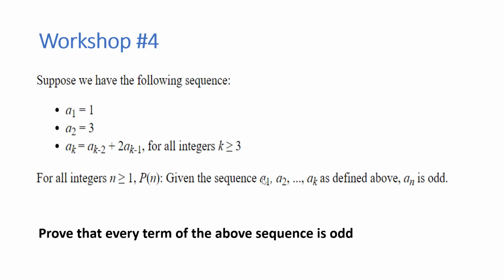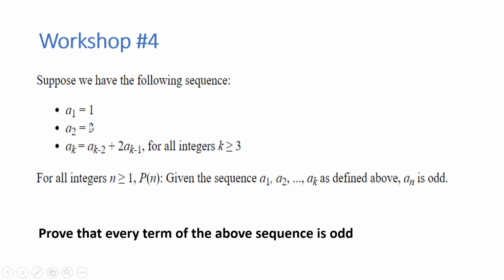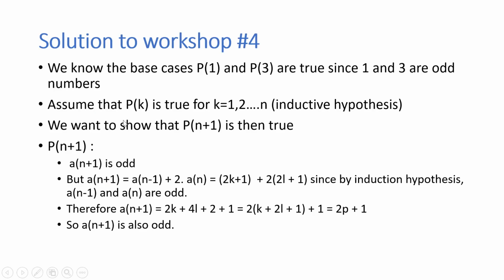So here's another example. We want to show a proof here for this sequence: a1 is 1, a2 is 3, and ak is expressed in terms of ak minus 2 and ak minus 1 for all integers k greater than or equal to 3. We want to show that this sequence is always odd. Each term is always odd. So how do we show that using strong induction? We know the base cases P1 and P2 are true since 1 and 3 are odd numbers. If you look at these, the first base cases 1 and 3 are odd numbers, so that's true.